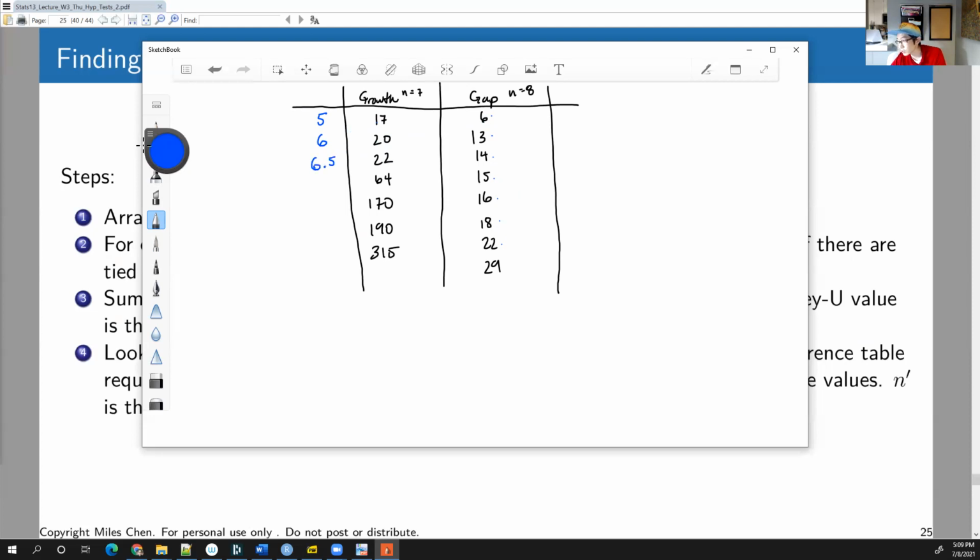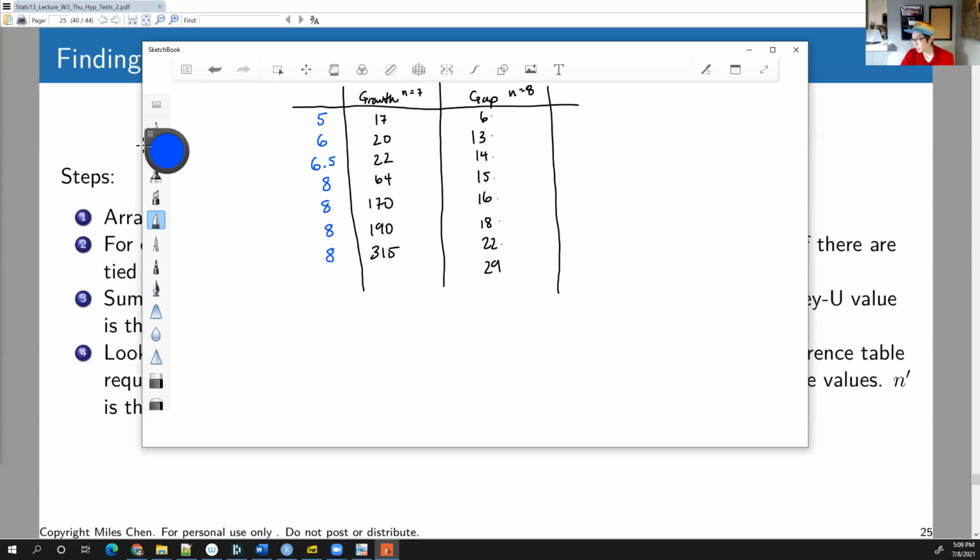Now, if I had 22 listed twice in this column, each one would be worth 1/2 point. And so then I would write something like 7. Okay, so each value that's a tie is going to be 1/2 each. Okay, and then at 64, I count and I go, oh, you know what? All 8 values are less than 64. And same with 170, same with 190, same with 315.